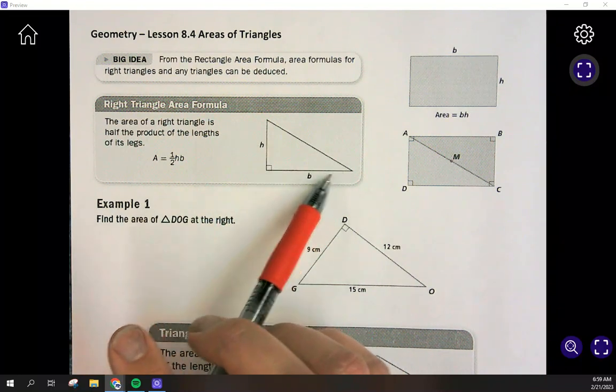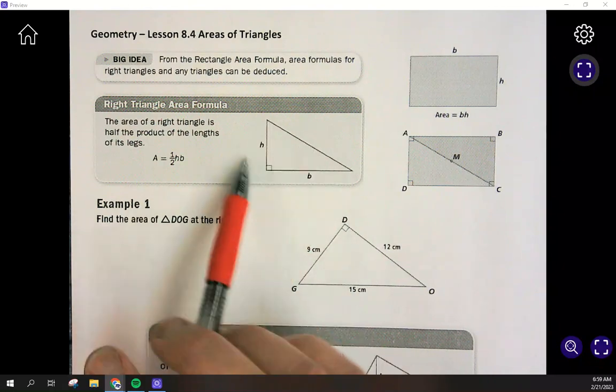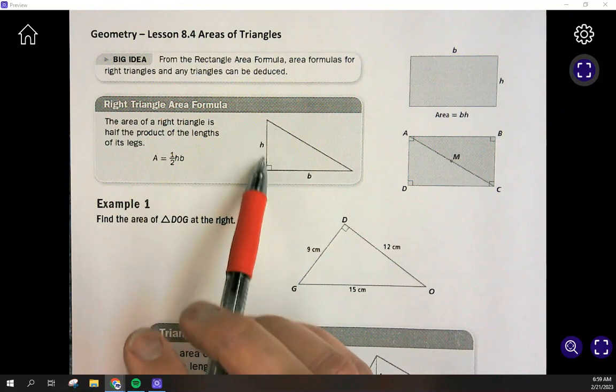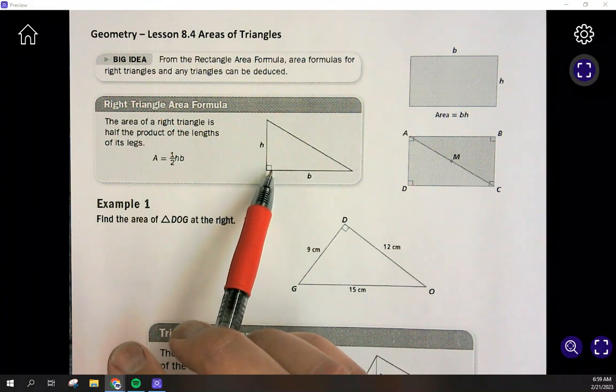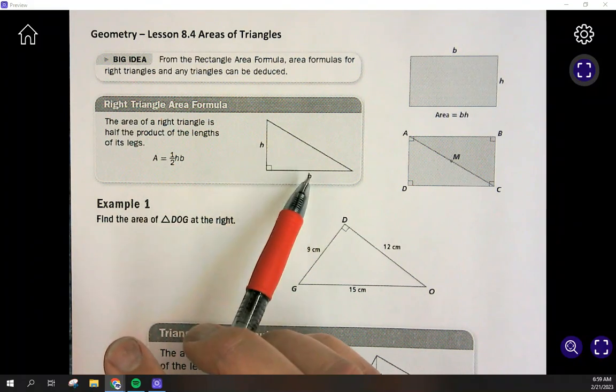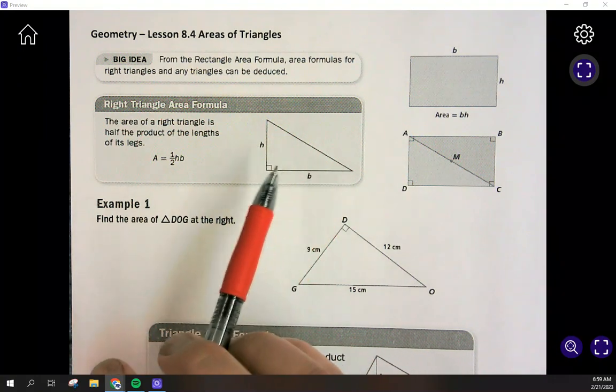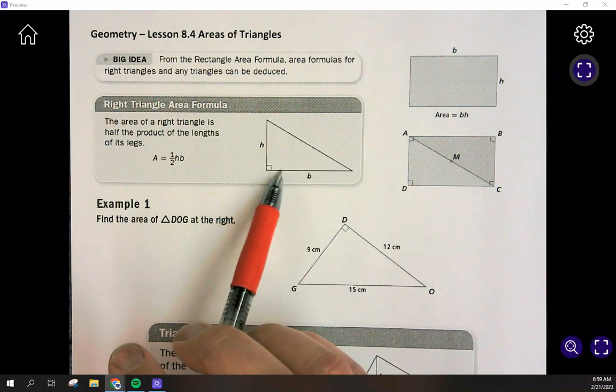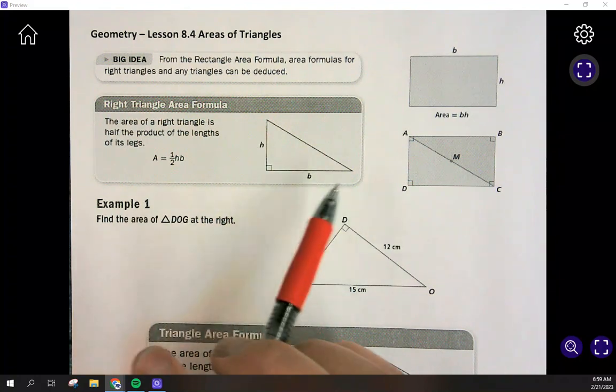It does not matter which one you call the height and the base. When it's sitting like this, we tend to take the bottom one and use it as the base, and then the vertical one and use it as the height. But it does not matter, again, because we are multiplying those two numbers together. Order doesn't matter. So just look for your 90-degree angle, and that's going to show you where your base and your height are. Those are your two legs.